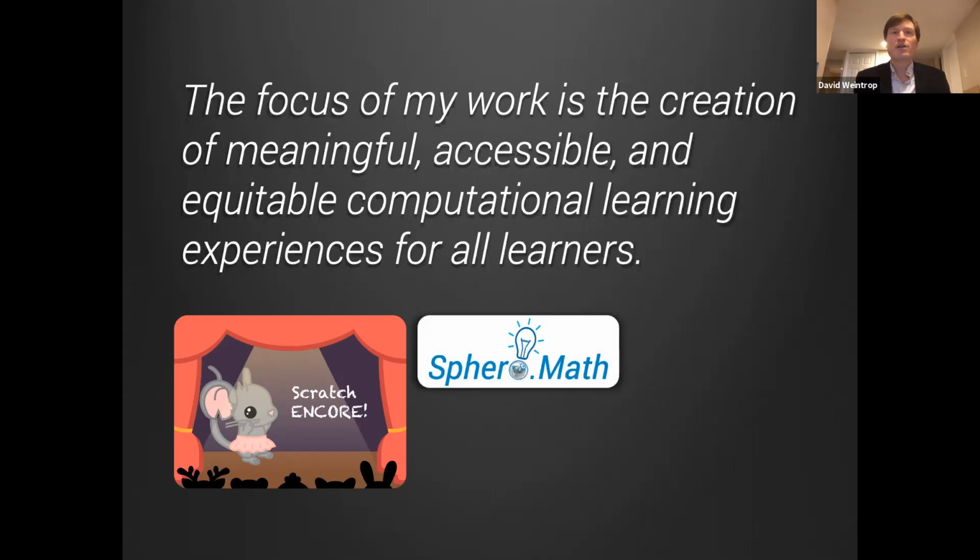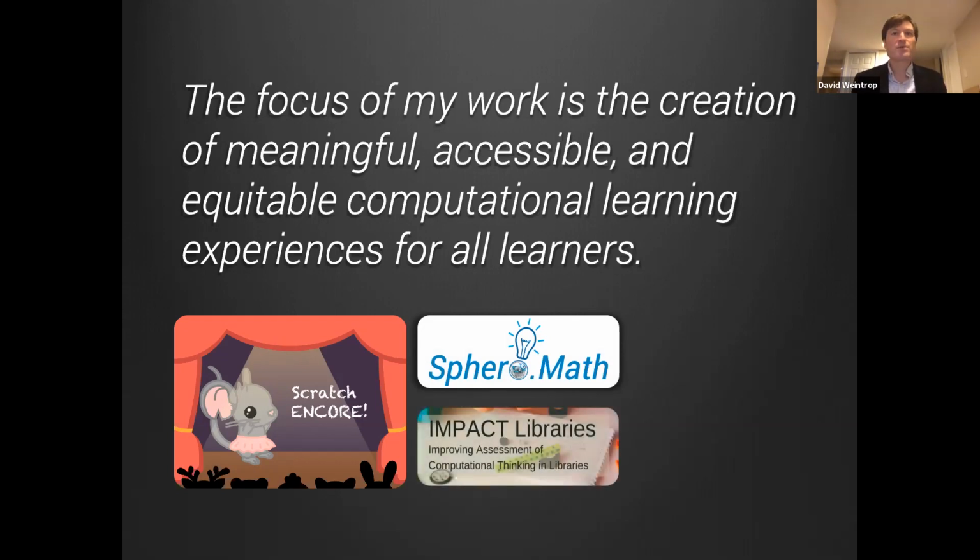I have a project called Sphero Math, which is a 4th grade math curriculum that uses the Sphero, a spherical robot, as a way to integrate computational thinking alongside mathematics content. I'm working with some colleagues in the iSchool on a project we call Impact Libraries, Improving Assessment of Computational Thinking in Libraries. Here we're thinking about computational thinking and computing and the role it plays in informal environments, particularly libraries, and how to prepare and equip library staff to help students make the most of these learning opportunities.